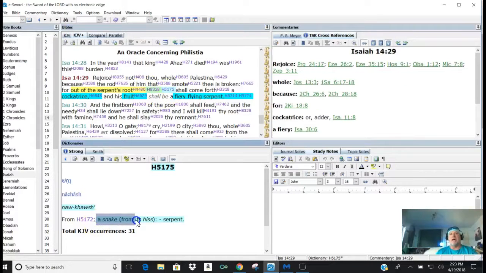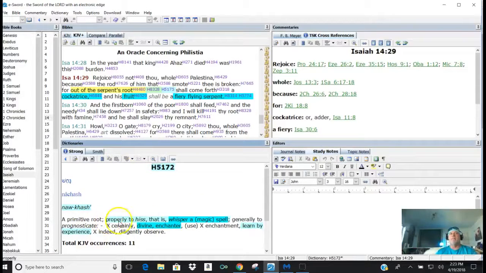Okay, so look, here we go. Oh, there it is, nakash. It's the same thing. Look, it's from this root word right here, 5172. Properly to hiss, look at this, whisper a magic spell. Does anybody know a snake that can whisper a magic spell?